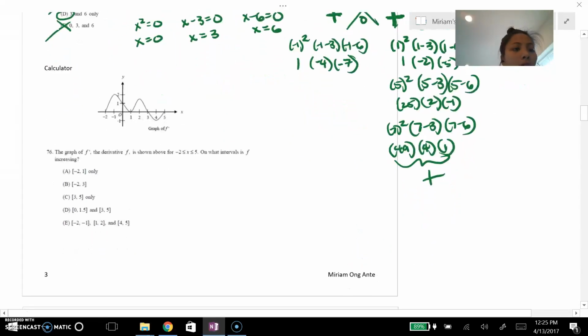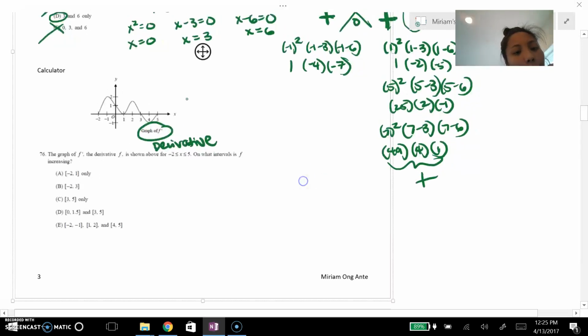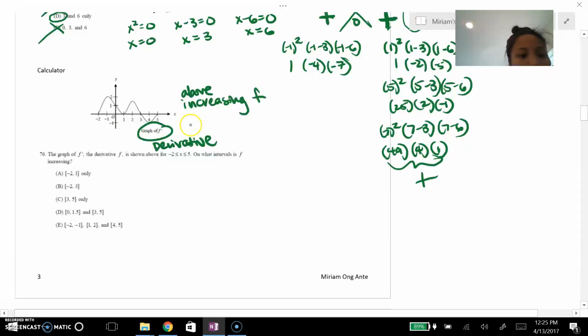Okay. This is a calculator section. They give you the graph of f prime, which is the derivative. If they give you the graph of the derivative, a few reminders. Above it is positive, so meaning increasing for f. Below it is decreasing for f.